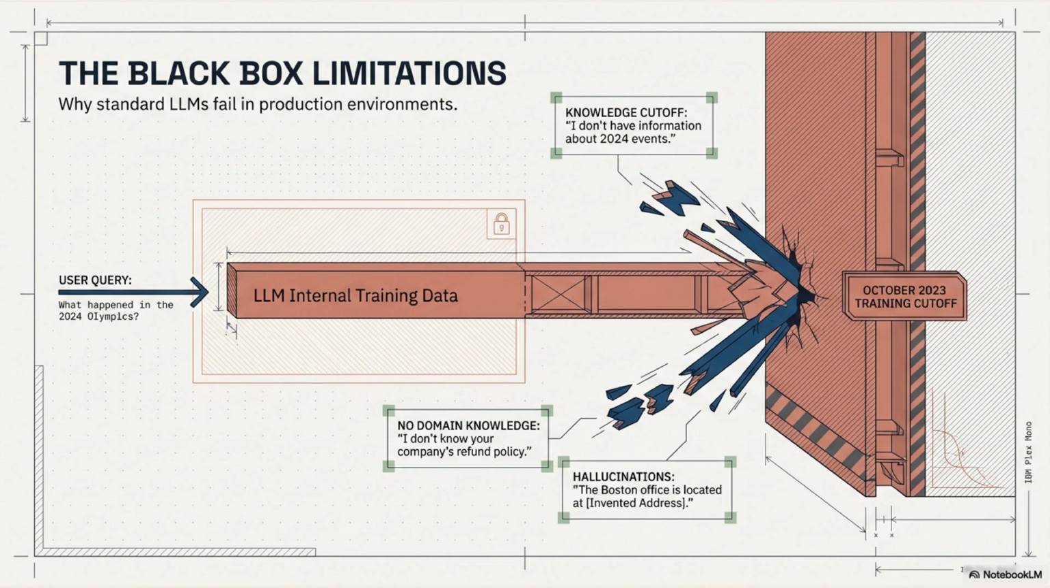And third, and this one is the most dangerous, hallucinations. When the model reaches the edge of its knowledge and there is no good answer available, it doesn't say, "I don't know." It invents an answer, confidently, plausibly, completely wrong. It might give a customer a fabricated address for your Boston office, and the customer will trust it because the model said it with full confidence. This is the problem RAG was designed to solve.